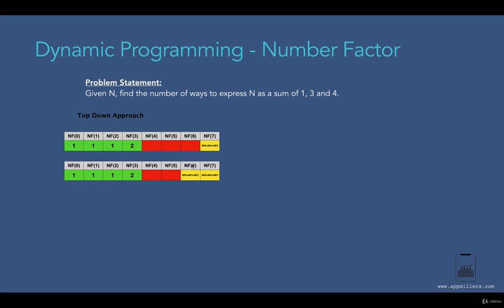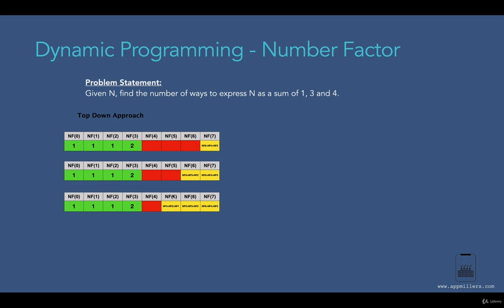To calculate number factor 6, we need to find number factor 5. So to find number factor 5, we need to write the equation for number factor 5. As you can see, we are starting from the top and coming down one by one.